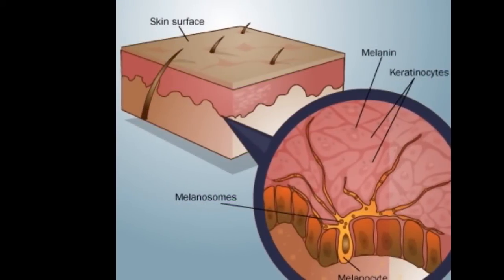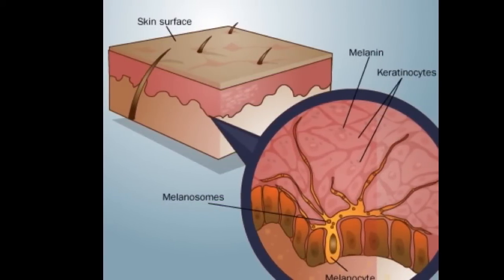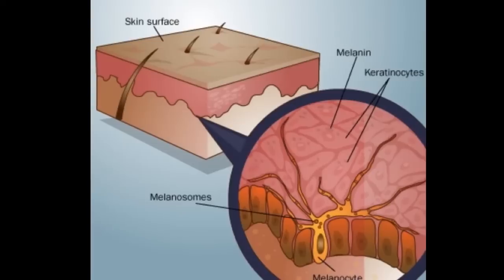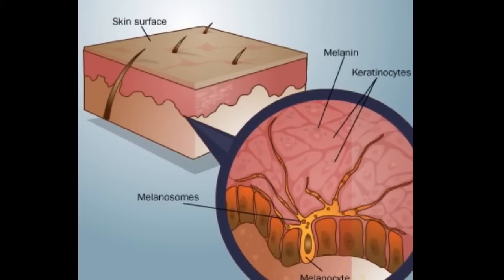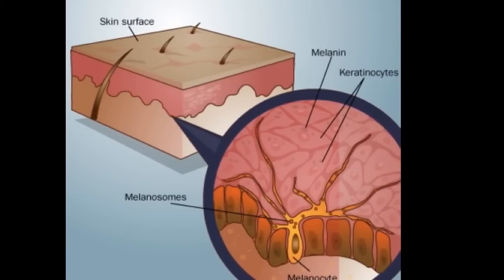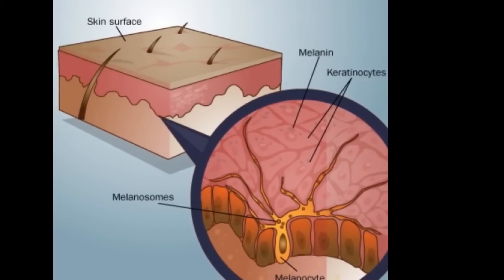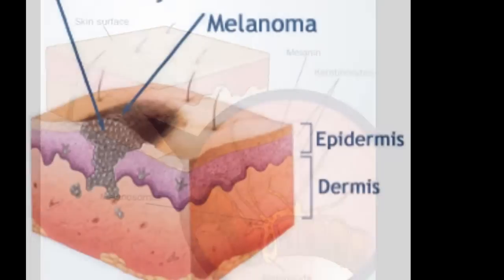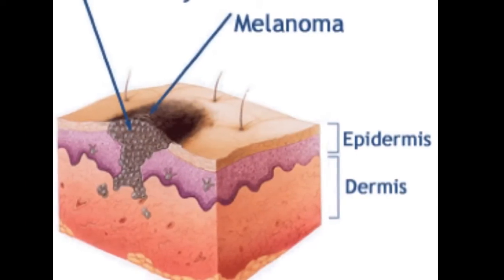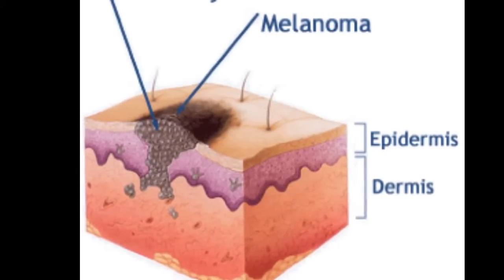Melanocyte stimulating hormone, MSH, targets the skin. Sunlight exposure stimulates the production of MSH, which gives skin its color. This is stimulating the production of melanin by the melanocytes. Melanocytes are specialized cells that produce melanin. Melanin is a pigment found in skin, eyes, and in hair.